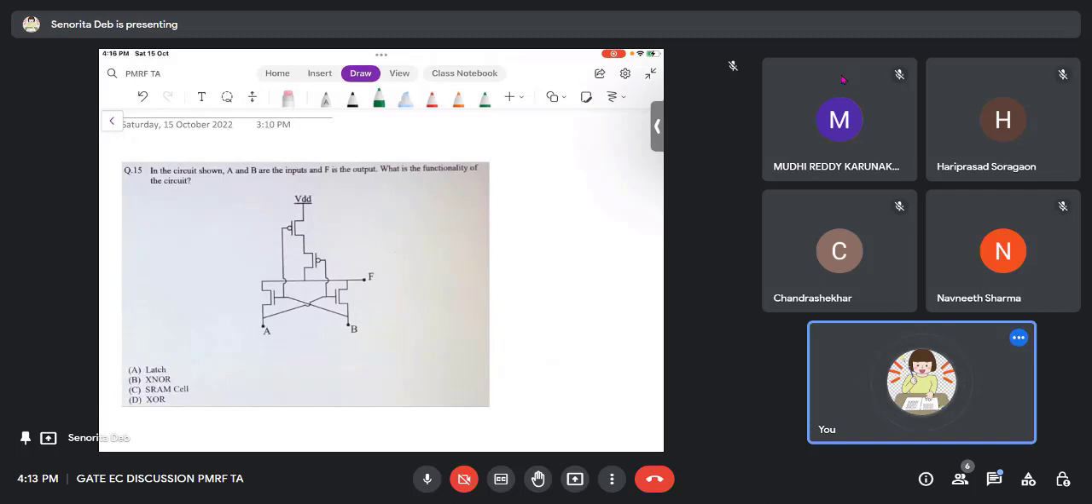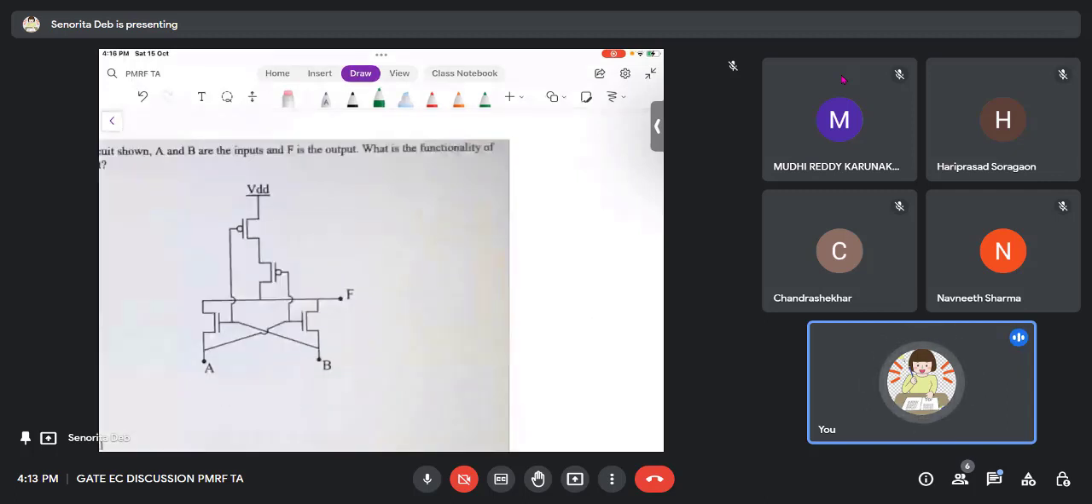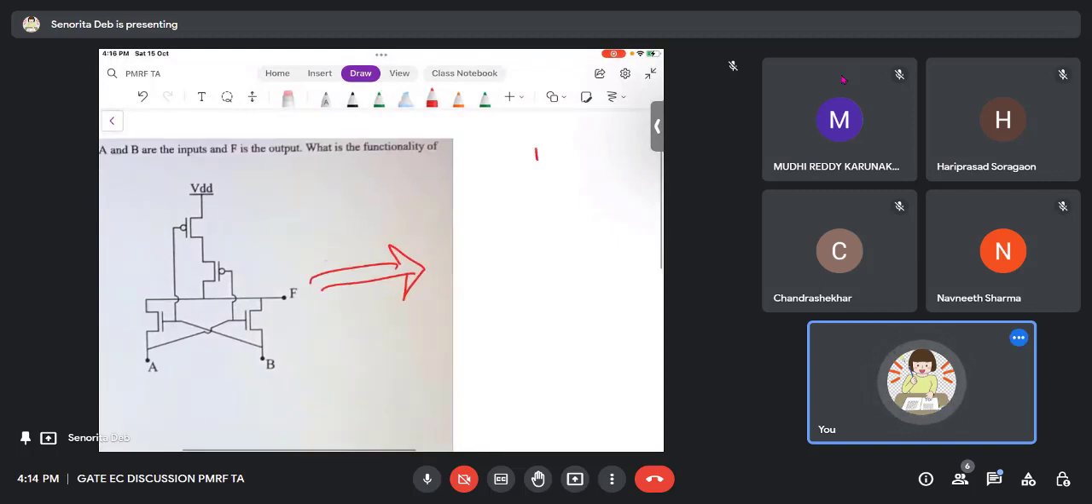So question number 15, what type of circuit is it? Better you try to solve it and see. If you see the circuit like this, it seems complicated. So we'll redraw the circuit. I'm just separating the inputs. Please follow what I'm doing.